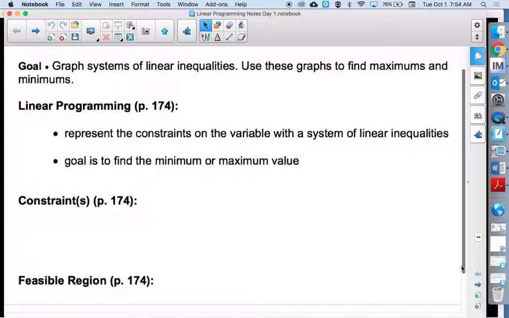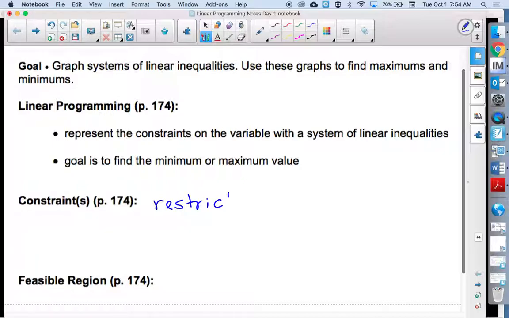So linear programming represents the constraints on the variable with a system of linear inequalities. The goal is to find the max and min values. So what would give us a maximum profit? What would give us a minimum cost? A constraint is a restriction on a variable. We will use constraints throughout the year. And sometimes a constraint, like when we did piecewise functions, is written as an inequality.